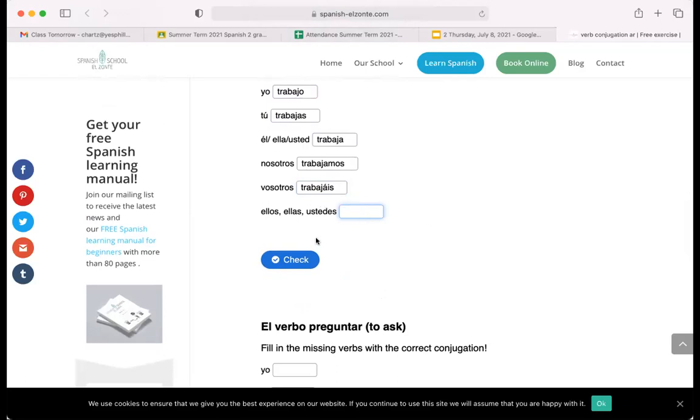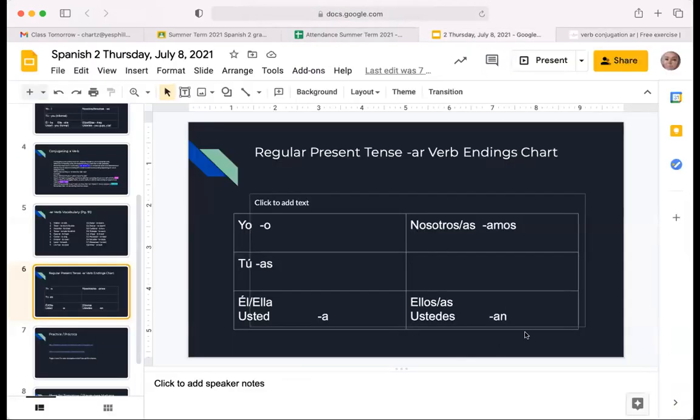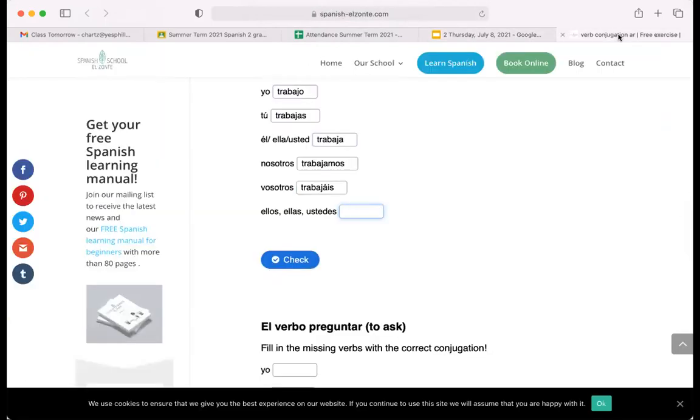You want to take a guess at this one? Let's see. A-N. There's our stem. And we just add the AN, right? So it's they work or you guys work. You can see how they all have the same stem, right? And you just add the endings on. Let's double check. Oh yeah, we got them right.